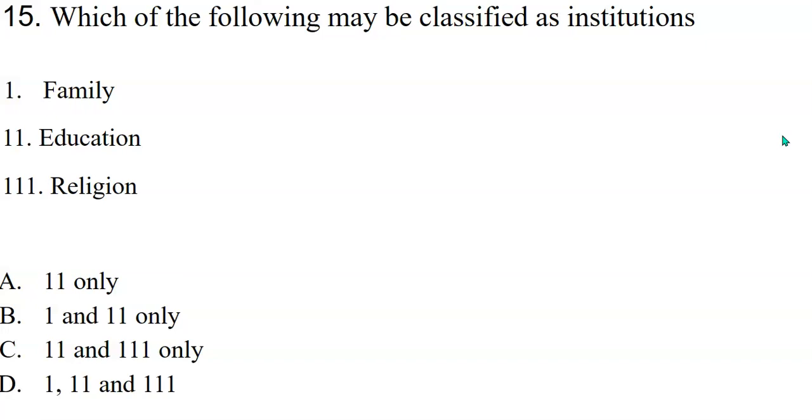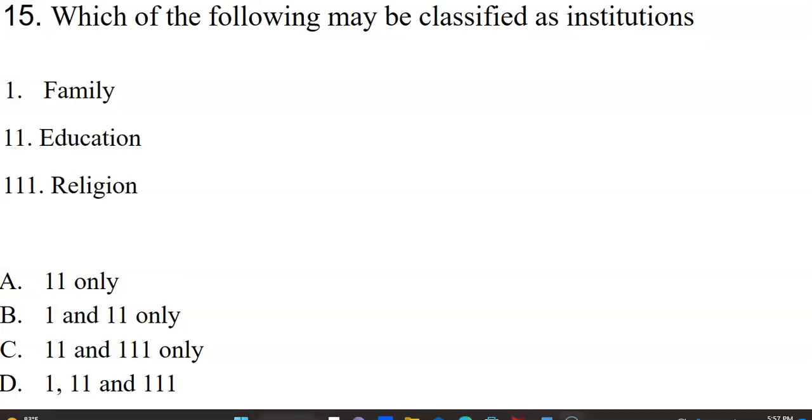Question 15. Which of the following may be classified as institutions? Family, education, religion. And the answer to question 15 is definitely 1, 2, and 3. Letter D. All of these can be classified as institutions.